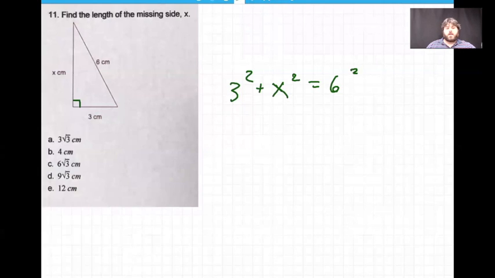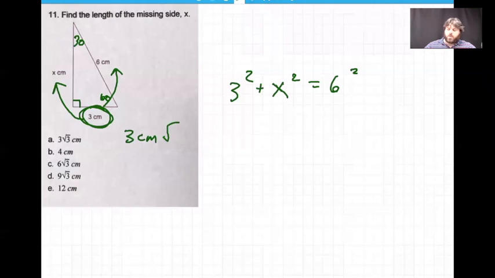This is a shortcut. You see how this one doubles to here? That's my short side doubling to be my hypotenuse. This is a 30, 60, 90. It's one of our special right triangles. So I know that this side is just this side 3 centimeters times the square root of 3. This is my 1, 2, square root of 3 triangle. So really, it's just 3 square roots of 3. So my answer choice is A.